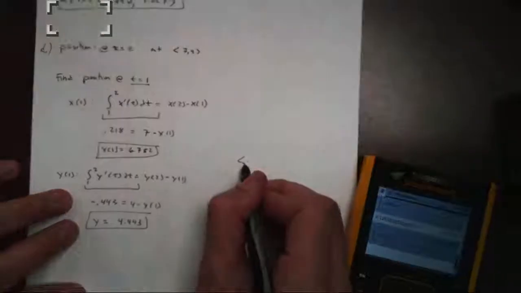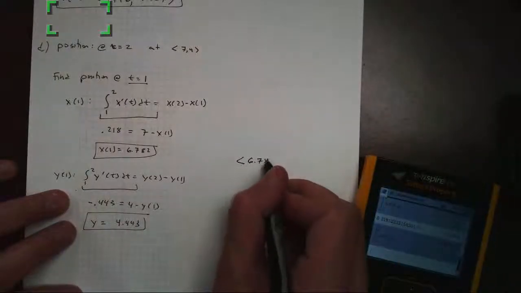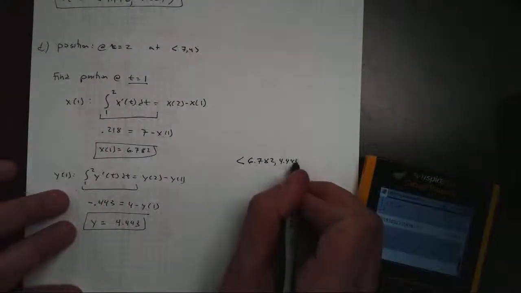So we get our new vector, 6.782, 4.443, and it's the exact same as we got in part 1.